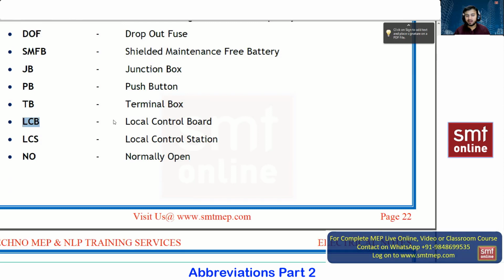Again, the LCB, local control board or local control station. These are actually the two departments which we have at the substation side. So whenever we have any kind of interruption of supply, these people will get an alert message like so-and-so feeder has been blown out.